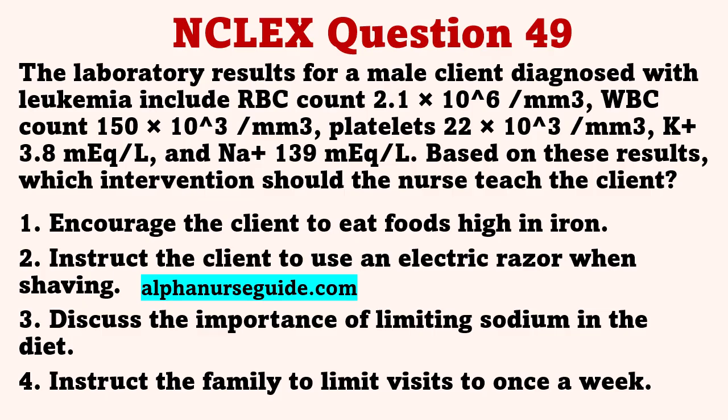The platelet count of 22 times 10 to the power of 3 per cubic millimeter indicates a platelet count of 22,000. The definition of thrombocytopenia is a count less than 100,000. This client is at risk for bleeding. Bleeding precautions include decreasing the risk by using soft bristle toothbrushes and electric razors and holding all venipuncture sites for a minimum of 5 minutes.